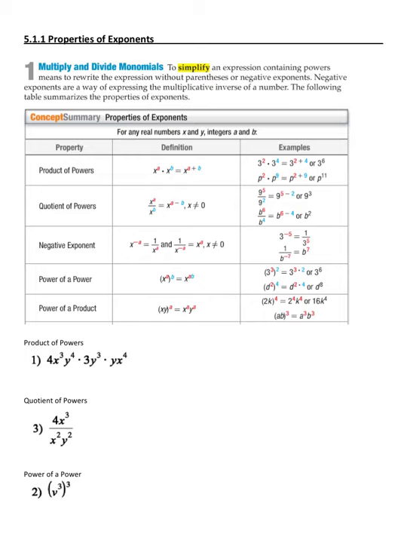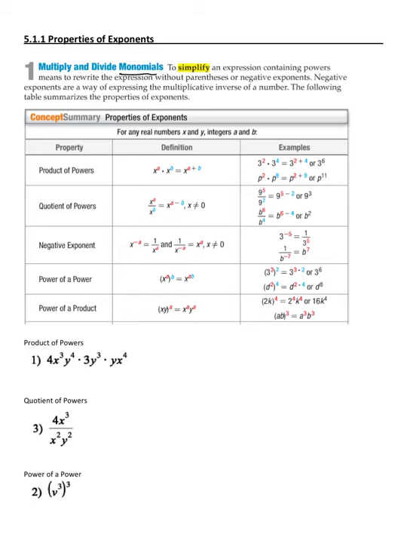Guys, the simplest polynomial is what we call a monomial. It's one term. And to simplify an expression containing powers means to rewrite the expression without parentheses or negative exponents. Negative exponents are a way of expressing the multiplicative inverse of a number. The following table summarizes our properties of exponents.